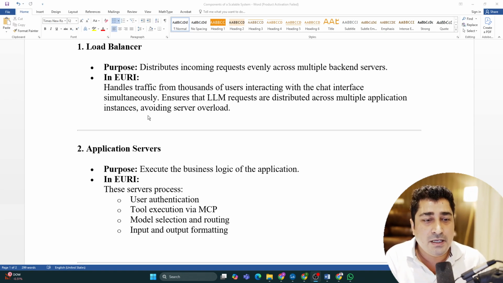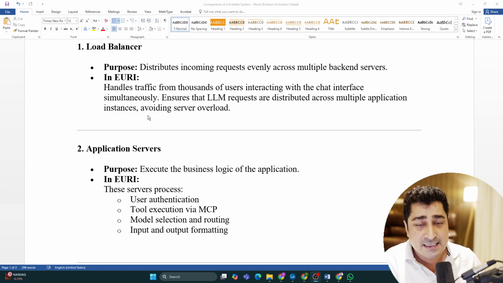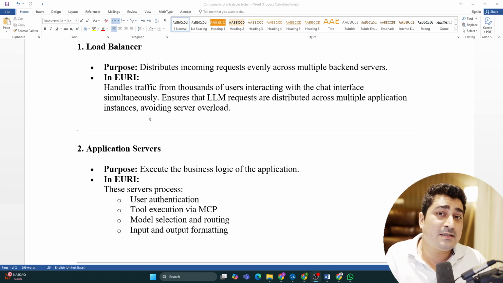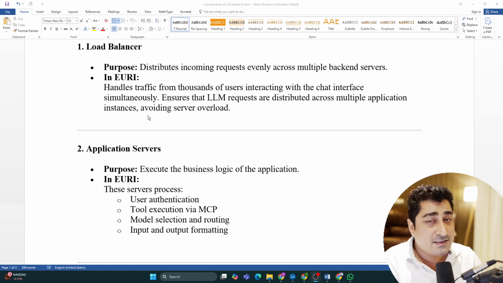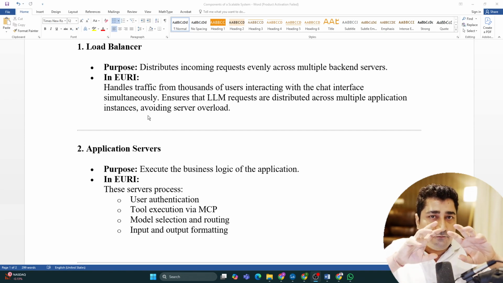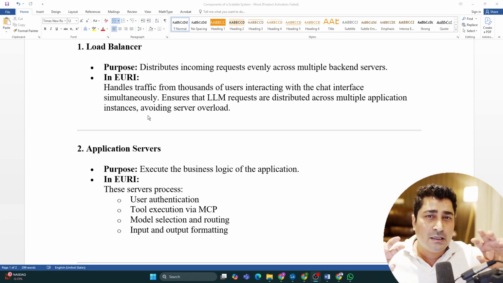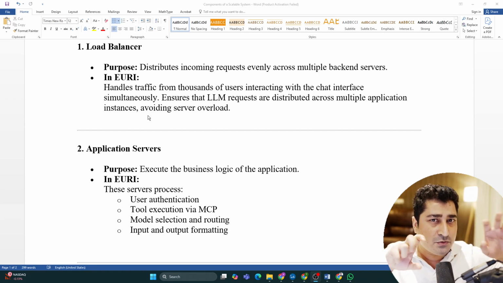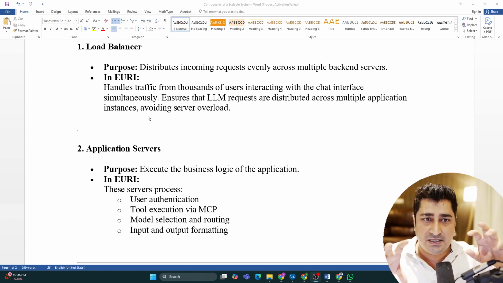So again, in Yuri, thousands of users are going to hit the platform in a single second or maybe in a single minute. It's not like one system is going to give all the answers or cater to all the users. No, the load will be divided among all the different systems, and the systems are talking to each other. The systems are in sync, basically, right?